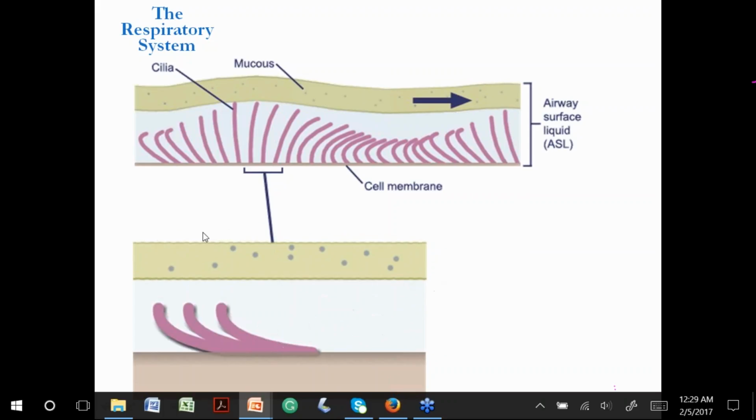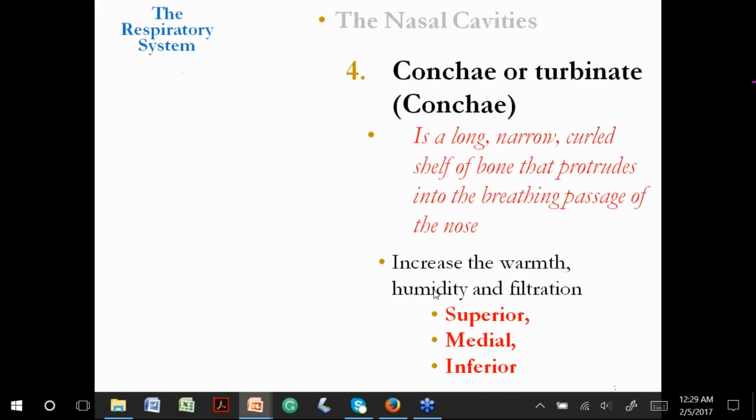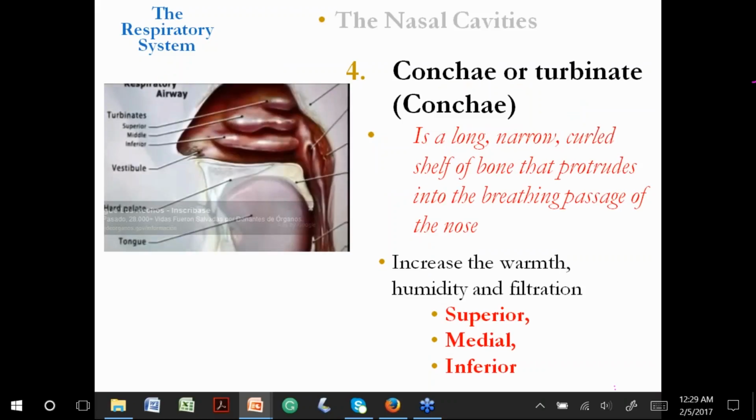It's going to sweep out all the dust and bacteria that can get into the nose. All right, so let's talk about the turbinates and the conchae. Turbinates are structures located in the nasal cavity. Can you see these turbinates? These turbinates are like small mountains, let's put it this way. And these turbinates are going to be covered by mucus.